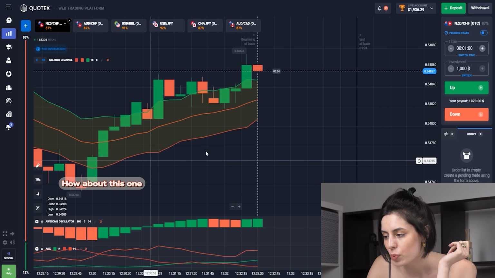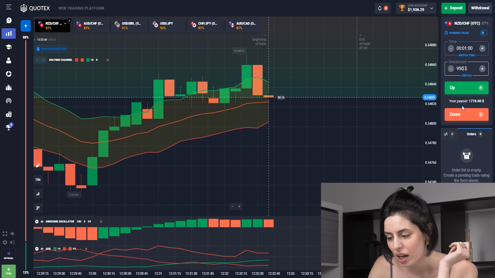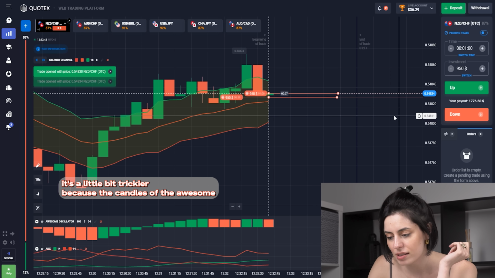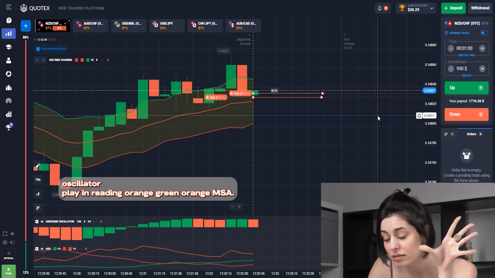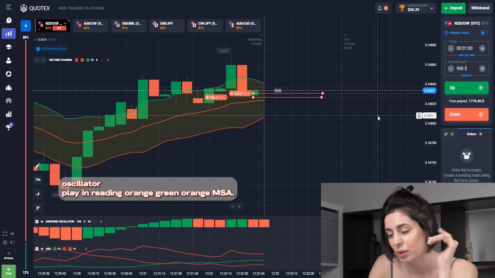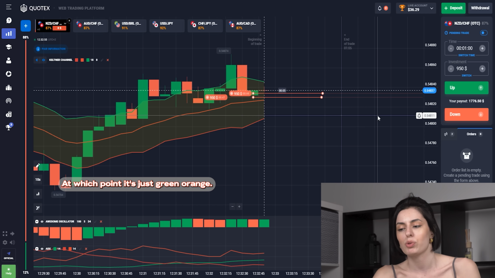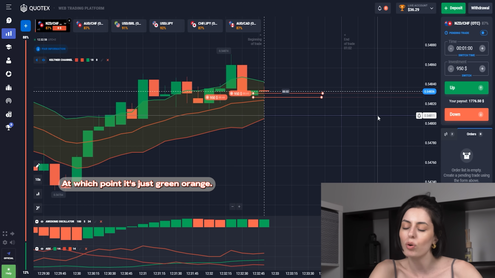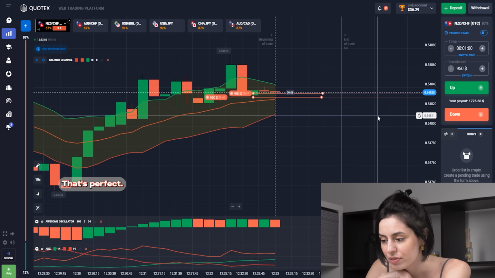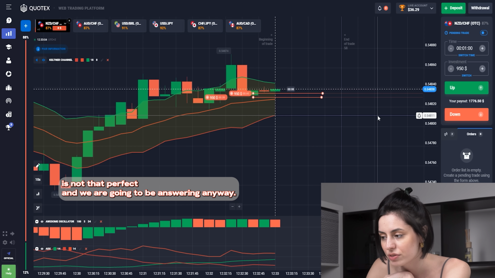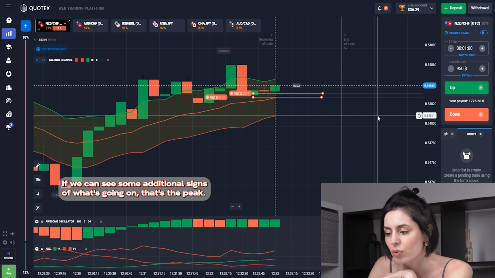How about this one? I'm gonna raise it to 2. And look at that. It's a little bit tricky because the candles of the awesome oscillator play in green, orange. I must say with this type of indicator, it's not that good because that indicator is supposed to be clear, that nice situation where it's just clear green, clear orange turned together. It's just like that. Below, then above, that's perfect. But of course, real life is not that perfect and we're going to be answering anyway if we can see some additional signs of what's going on.